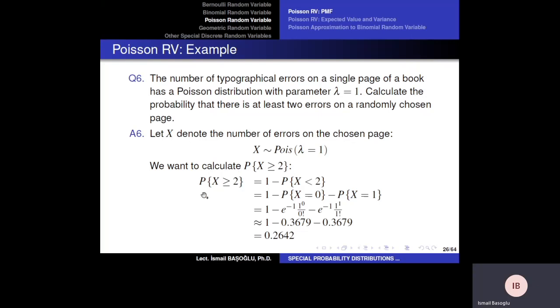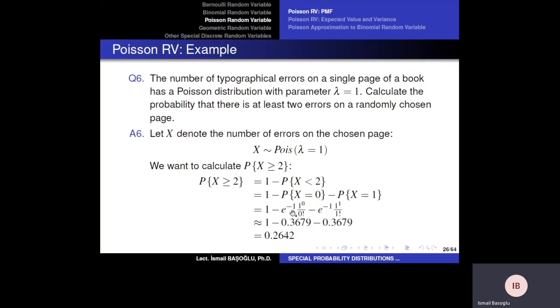We can calculate this probability using the probability of the complement event, which is X being less than 2. So the probability of X being greater than or equal to 2 is equal to 1 minus the probability of X being less than 2. And X being less than 2 means X can either be equal to 0 or 1. And these probabilities can be computed by using the probability mass function of the Poisson random variable.